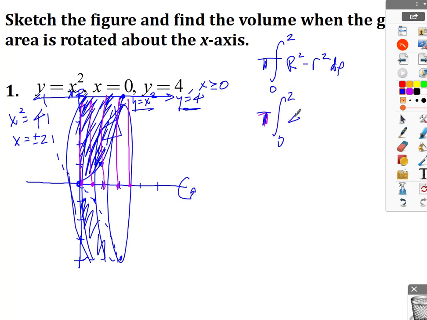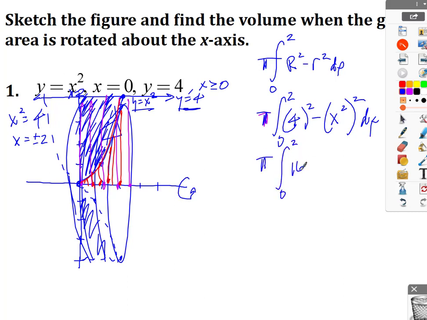Go from 0 to 2. That's going to be 4 squared minus, and the little radius is going to be what we're boring out. So it's changing, yes? Depending on what we're talking about. It is defined by what? X squared. Perfect. So it's going to be from 0 to 2 of 16 minus x to the 5th. See what I'm working with?